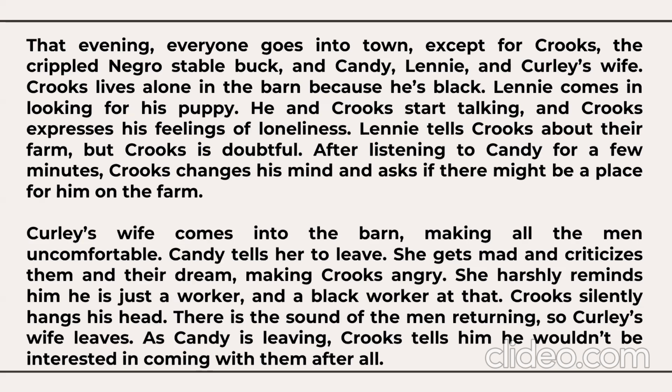Curly's wife comes into the barn, making all the men uncomfortable. Candy tells her to leave. She gets mad and criticizes them and their dream, making Crooks angry. She harshly reminds him he is just a worker and a Black worker. Crooks silently hangs his head. There is a sound of the men returning, so Curly's wife leaves. As Candy is leaving, Crooks tells him he wouldn't be interested in coming with them after all.